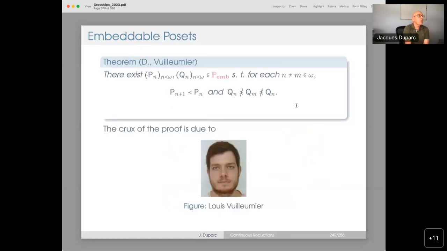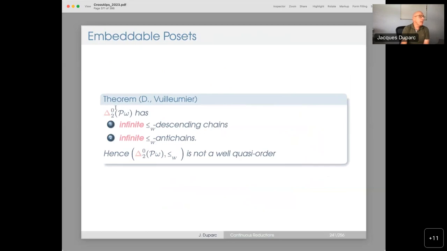But the crux of the proof was due to Louveau. He looks like a psychopath in the photograph, but he was a very nice guy. There exist posets P_n and Q_n such that the P_n form an infinite descending sequence, and all the Q_n are incomparable. So this tells you that we can have Delta^0_2 subsets of P(omega) that form an infinite descending chain for the Wadge ordering, and also others that form an infinite antichain. This shows that Delta^0_2 of P(omega) is not a well quasi order. In fact, it's really bad.